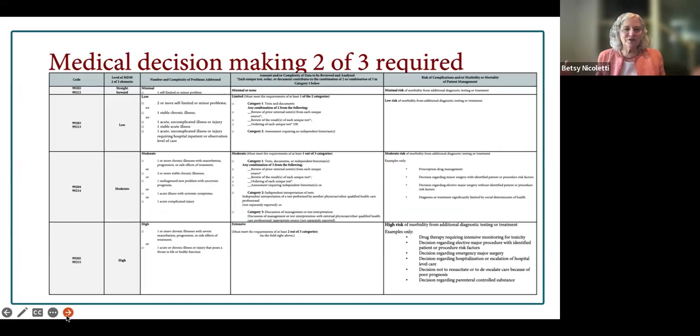So we all know this grid. This is the new and established patient office visit grid. We've got our 3 elements of medical decision-making, and 2 of 3 are required. I'm not going to talk today in this 5 or 6 minute video about using time, about a medically appropriate history and exam, or about the second element, data.